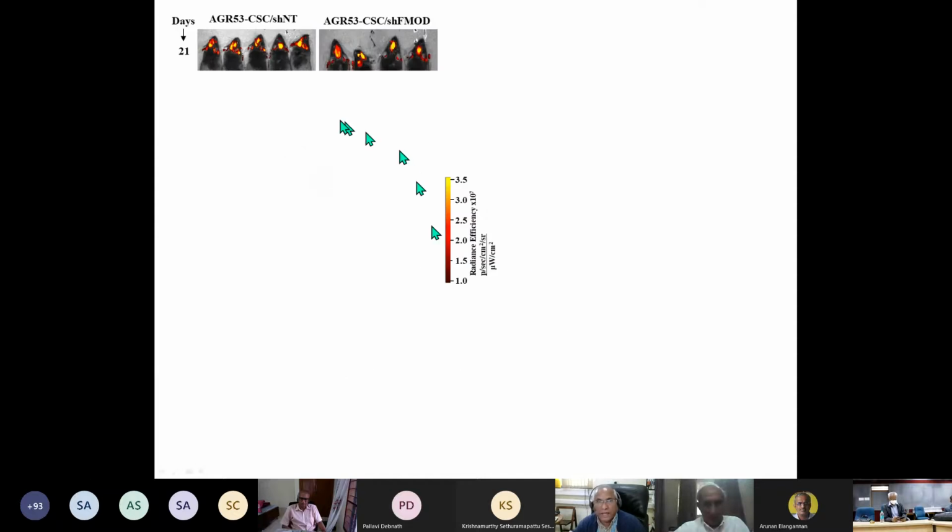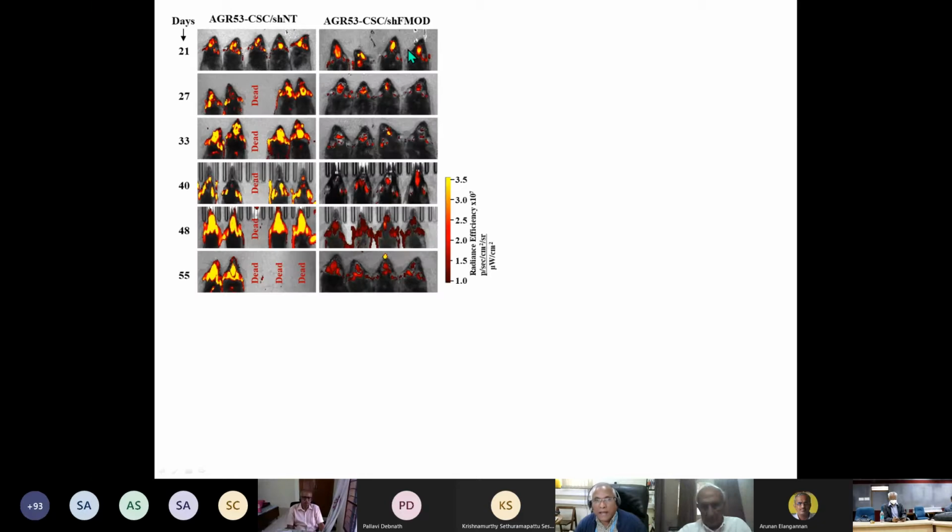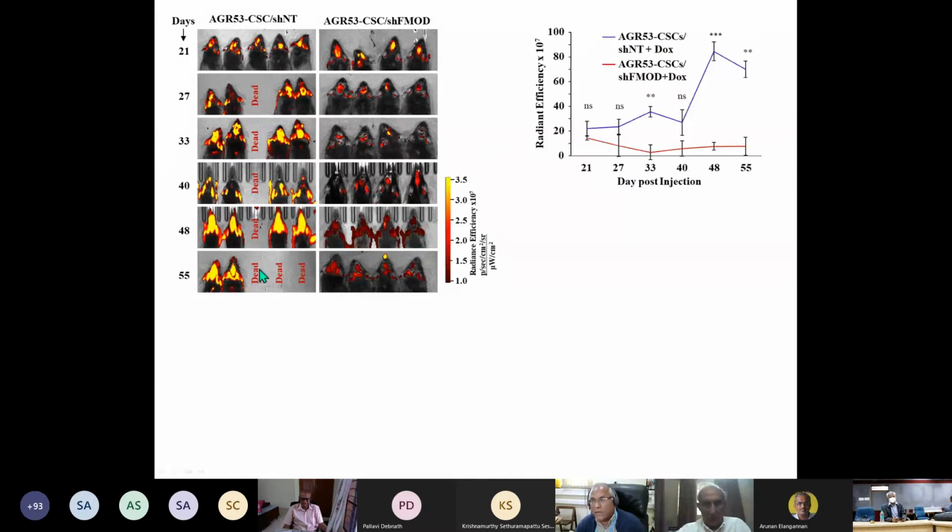You can see here, this is immediately after doxycycline injection, before doxycycline induces RNA interference. Both shNT and shFMOD have a similar amount of tumor growth in the brain. And then in subsequent scanning, you can see that in the shFMOD condition, doxycycline would have induced the shFMOD construct, and the tumor started decreasing, while in the shNT the tumor continued to grow. You can see the quantitation here.